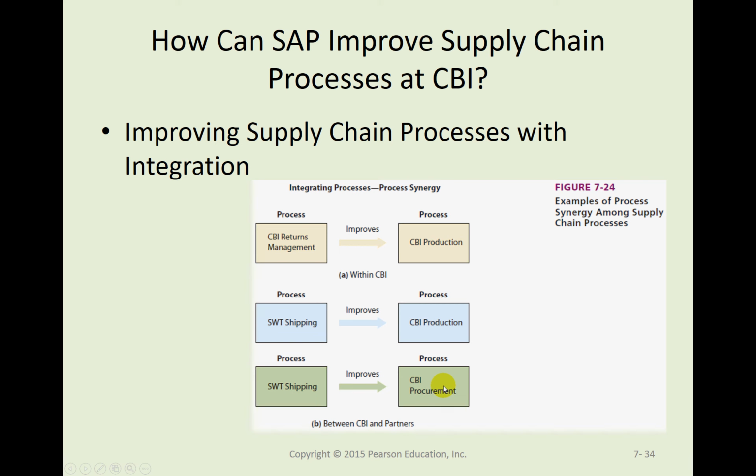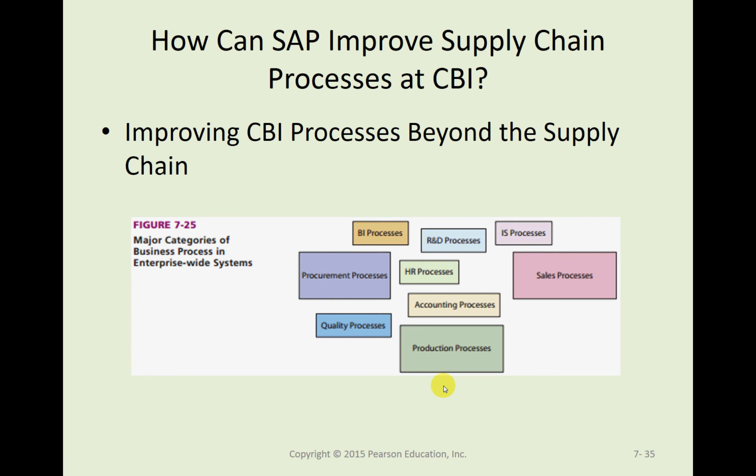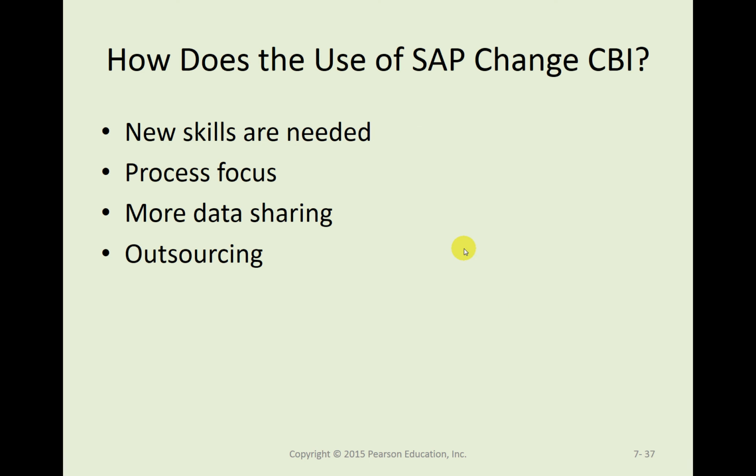Remember that SAP is an integrated system, one central database in real time. So it is going to affect all parts of the company: your business intelligence, research and development, information systems, human resources, accounting, sales, production, quality, and procurement. So a lot of things are going to change at the bike company after we have SAP implemented. Of course, everyone in the company is going to need new skills, and they're going to be using a new system.